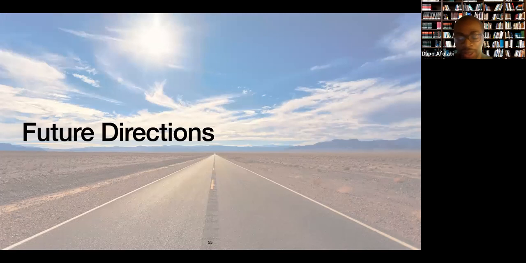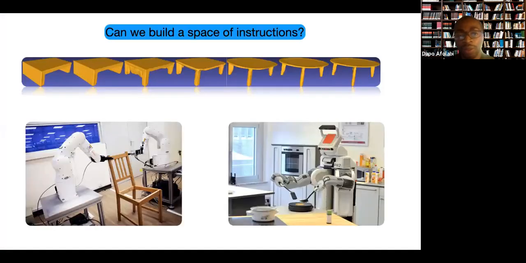What can we do with some of these approaches? One of the things I mentioned, but I never really talked about in detail, is robotic manipulation. So we've shown that we can use the space of shapes. What if we could get a space of instructions instead? When we know a shape, for example a chair in the image, we know how to manipulate it.